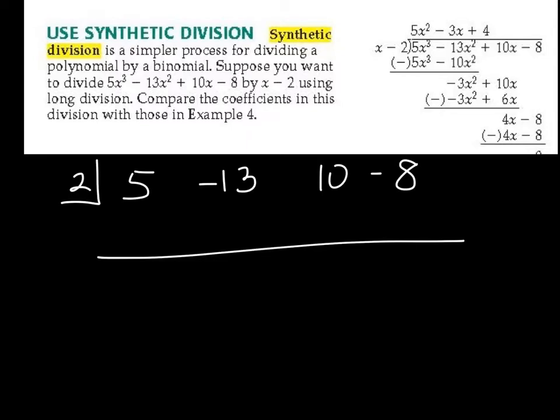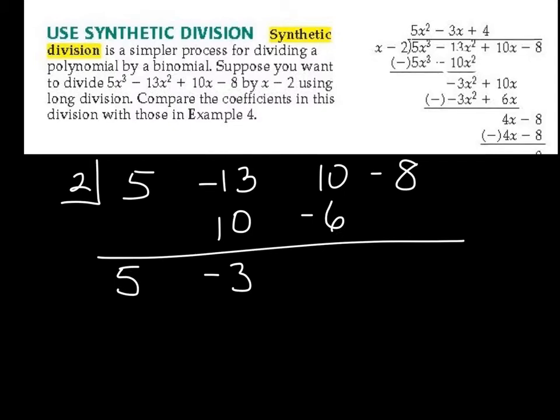Now, every time we divide by a nice binomial with the coefficient of 1 in front of the x, this number is always going to be what we multiply by here. So if we have a 5 here, we need a 5 there. So my 5 is going to drop down. And then we're going to take 5 times 2 is 10. I see a 10. And add 2 times negative 3 is negative 6.